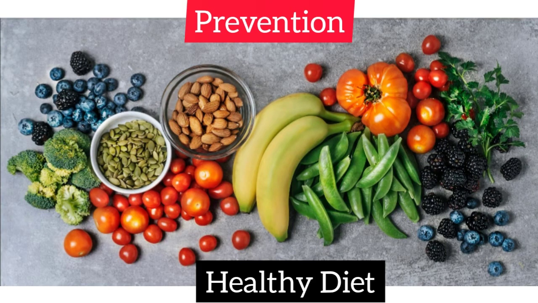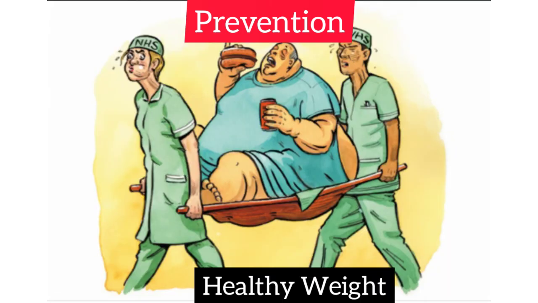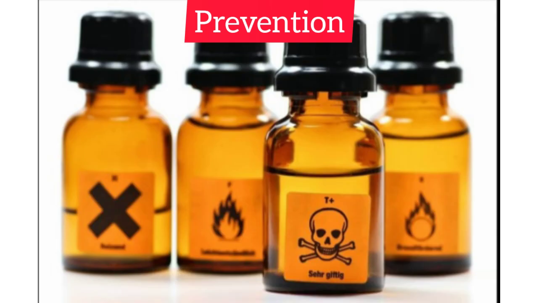Eat a healthy diet. Choose a plant-based diet that's full of fruits and vegetables. Select whole grains and lean sources of protein. Reduce the amount of fatty and fried foods you eat. Maintain a healthy weight. An excess amount of body fat can damage your liver. Obesity is associated with a greater risk of complications of cirrhosis. Lose weight if you are obese or overweight.